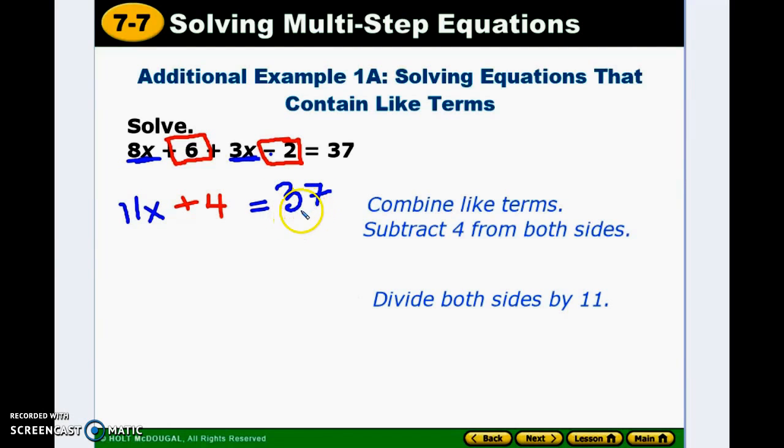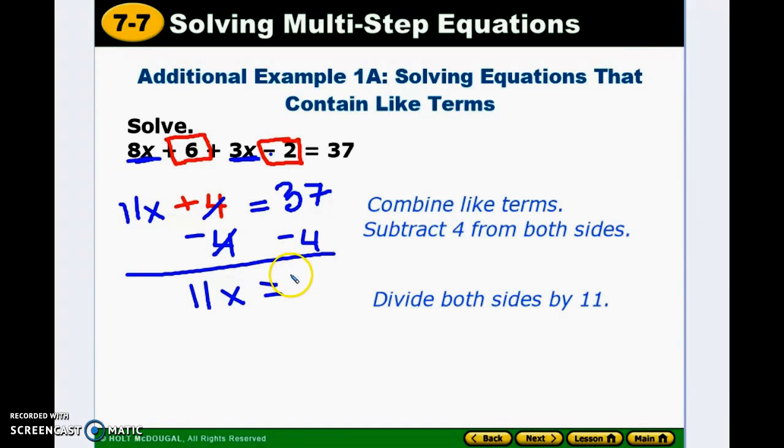And that is equal to 37. So now we have simplified this very long equation into a two-step equation that we can manage. Now we can go ahead and solve. We want to subtract 4 on both sides. The 4's cancel and we're left with 11x equals 33. This is 11 times x, so we divide both sides by 11 to undo the multiplication, and we are left with x is 3.